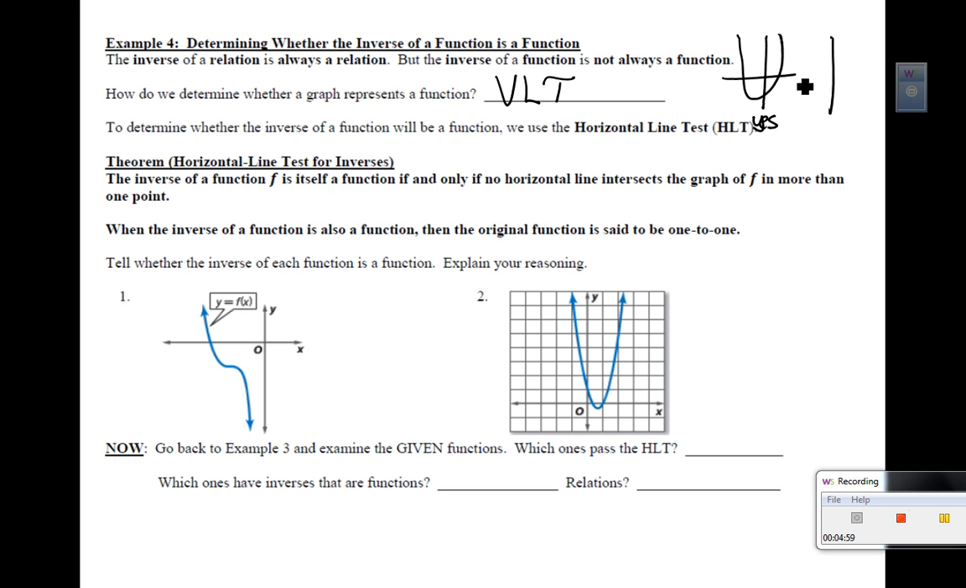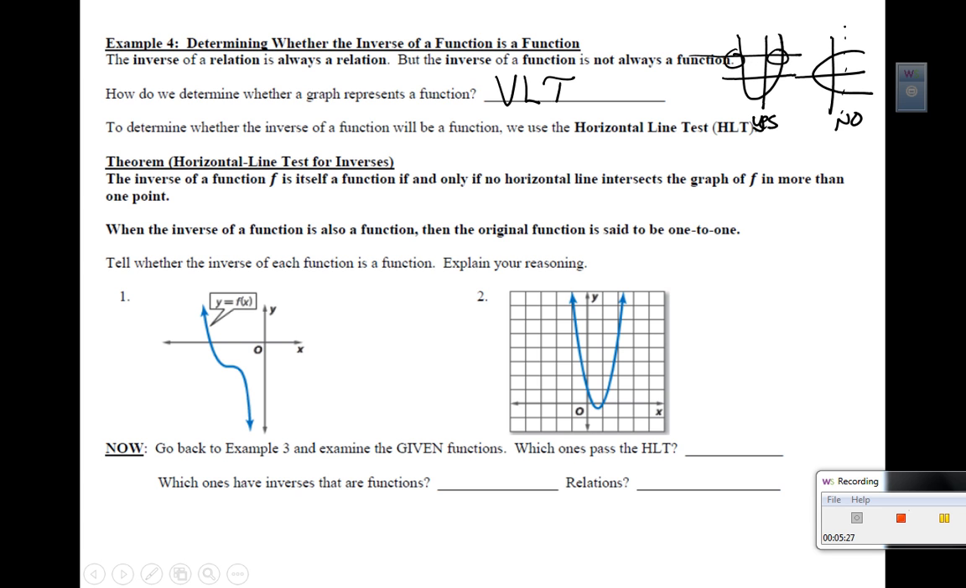If our graph looked like this, we said no, it's not a function, because it does not pass that vertical line test. What I need to introduce to you today is the horizontal line test. We need to see if the graph passes the horizontal line test. What the horizontal line test says is this: draw a horizontal line. So if I draw one right there, notice that I hit this in two places.